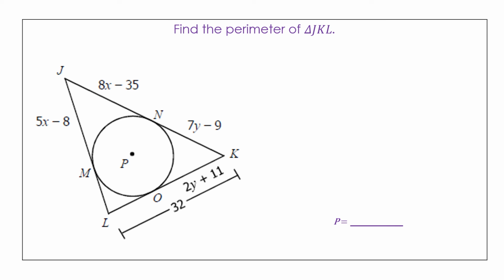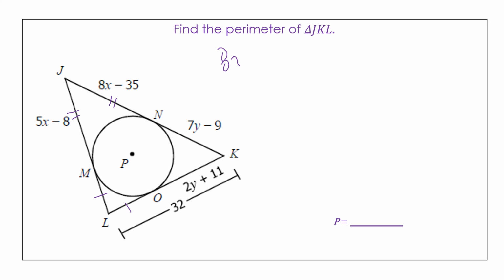Okay, so we are looking for the perimeter of triangle JKL. Perimeter is when you add the lengths of all of the sides. So the first thing we need to do is find out every side length. So let's see what we know. Because the triangle is circumscribed around the circle, that means we have a bunch of tangents. And if we have a bunch of tangents, then we know that LO and LM are going to have the same length. I don't know anything about LO and LM yet, so I can't use that. I know that JM and JN will have the same length. I do have measurements for those, so I am going to set those equal to each other.